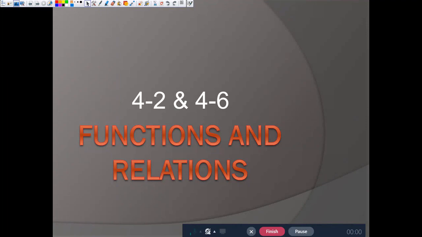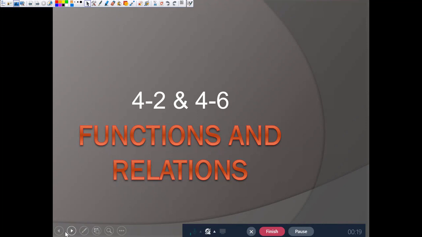This is going to be functions and relations. So our success criteria for today is to understand the aspects of a function, so what makes a function. And we're going to be able to identify domain and range. And we're going to evaluate functions using function notation.